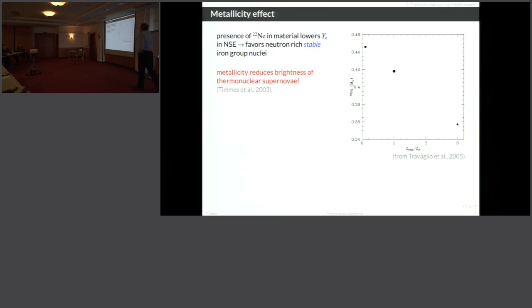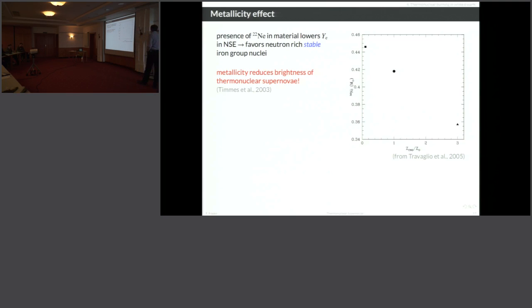And so this metallicity, the more metallicity we have in the progenitor star, the more neon-22 we will have in the material when it burns to NSE. The more neutron-rich we will be in NSE, the lower the YE will be in NSE, and the less nickel-56 will be produced in NSE. So that means the metallicity of the progenitor material in the end reduces the nickel-56 that's produced, and therefore reduces the brightness of the thermonuclear supernova.